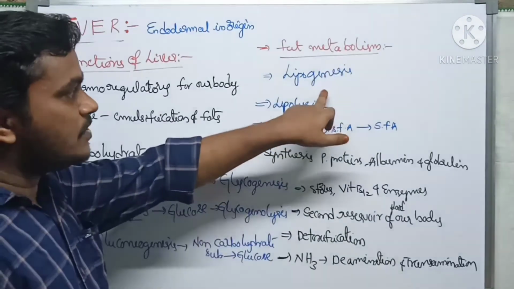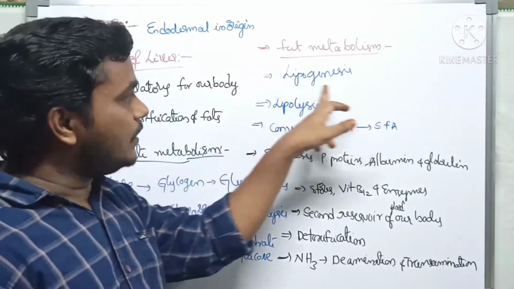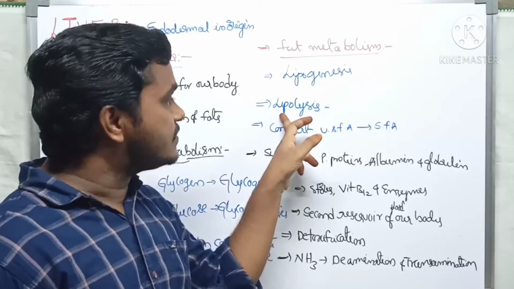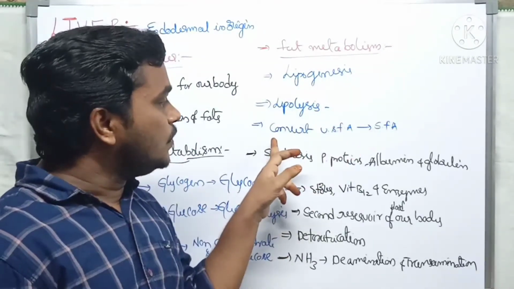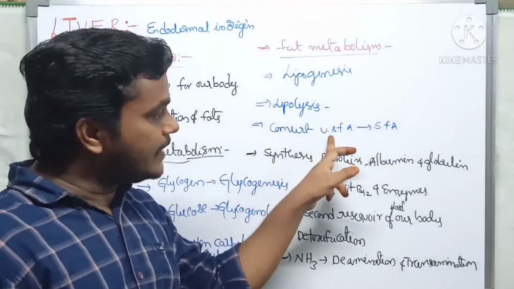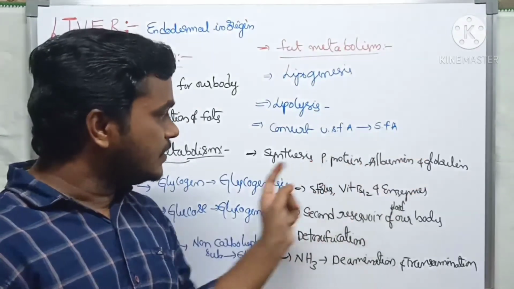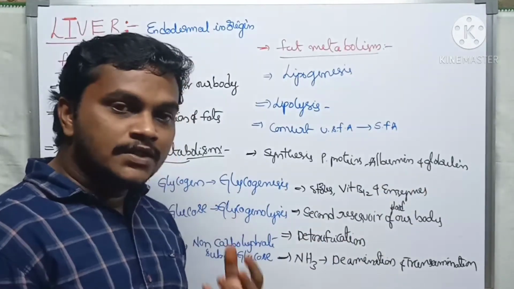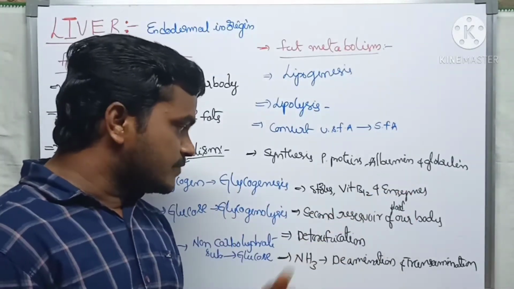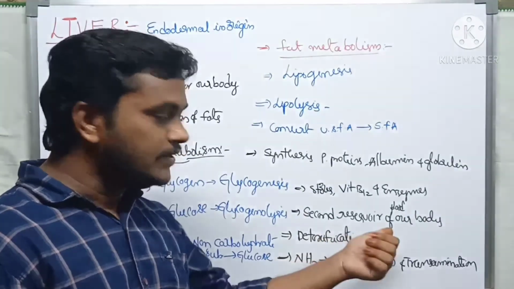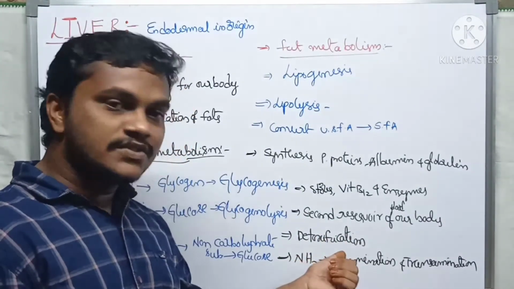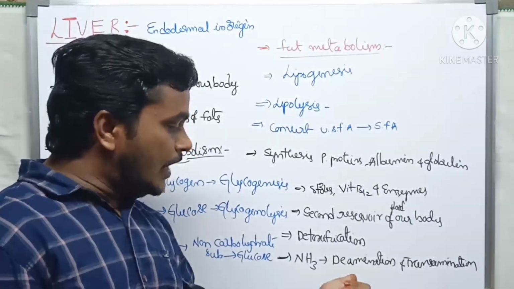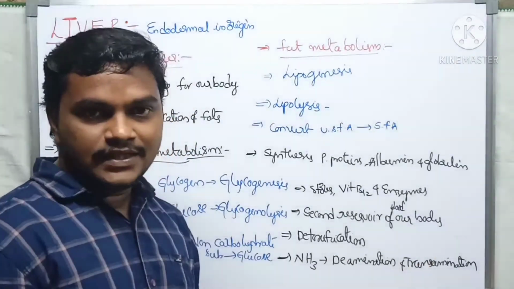In fat metabolism, liver synthesis of lipids is called lipogenesis. If breakdown of lipids takes place, that is called lipolysis. The liver also converts unsaturated fatty acids into saturated fatty acids. Synthesis of plasma proteins, those are albumin and globulin. It stores vitamin B12 and enzymes. Second reservoir of blood for our body. Detoxification agent, and it also forms ammonia by deamination and transamination.